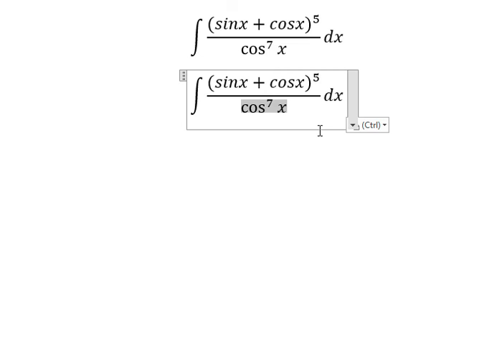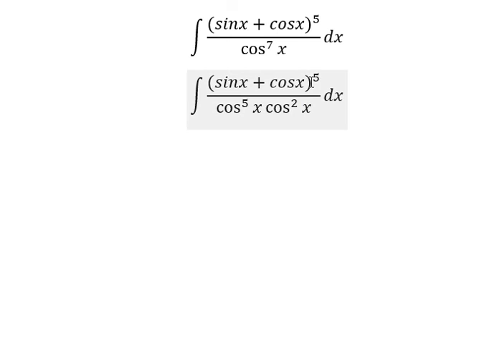About this one we can put like this. Next, because we have the power number 5 and the power number 5, so we can put this one go inside in here. So we have like this.